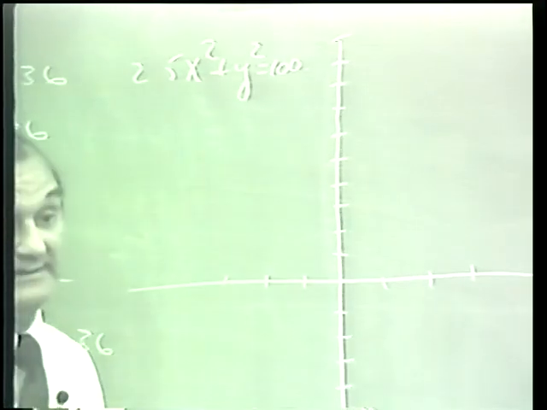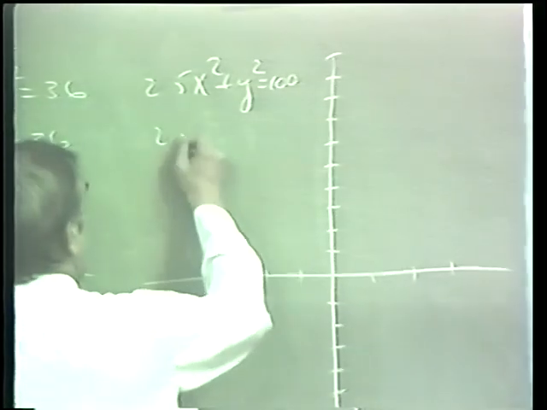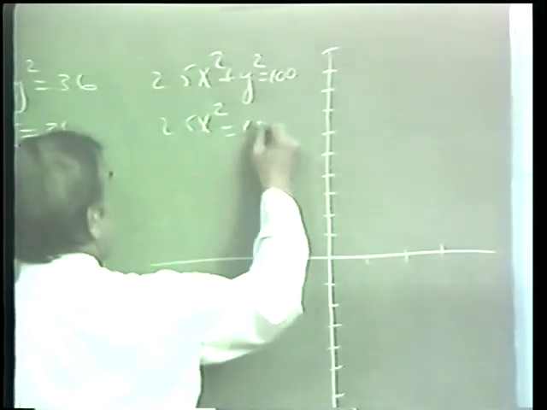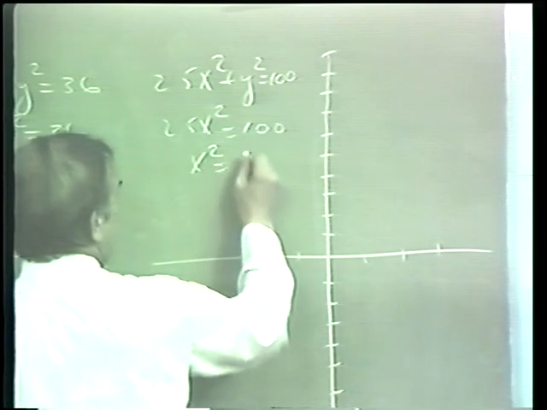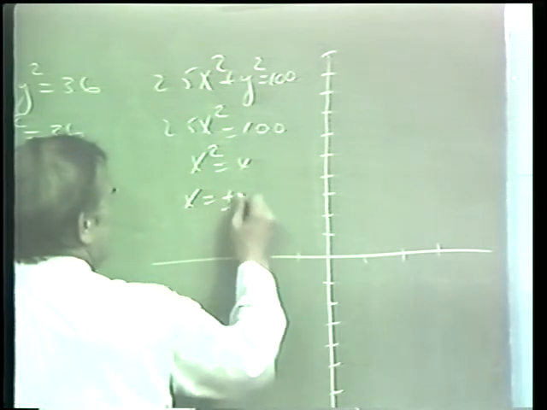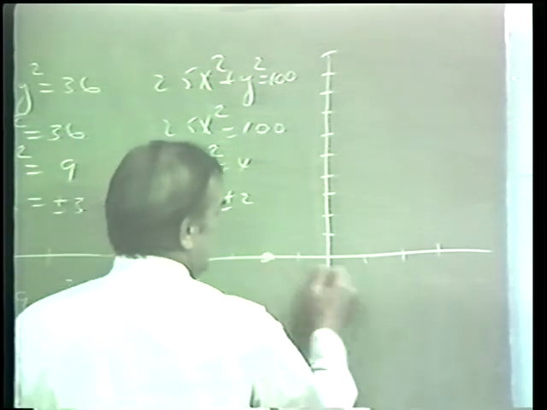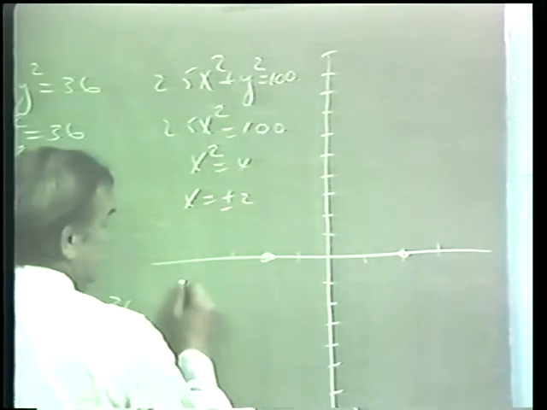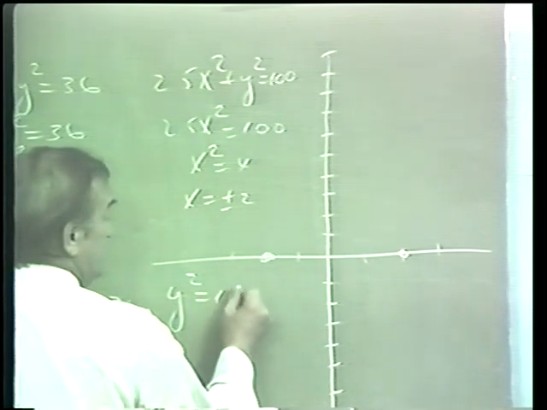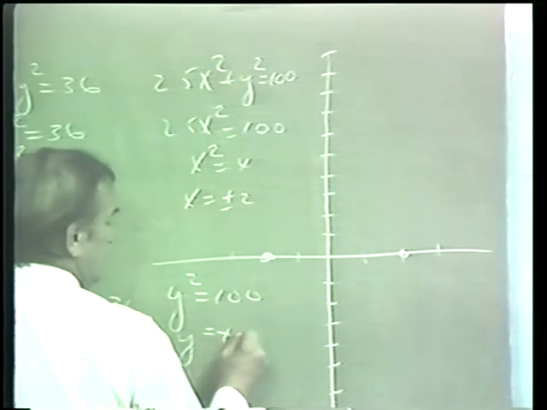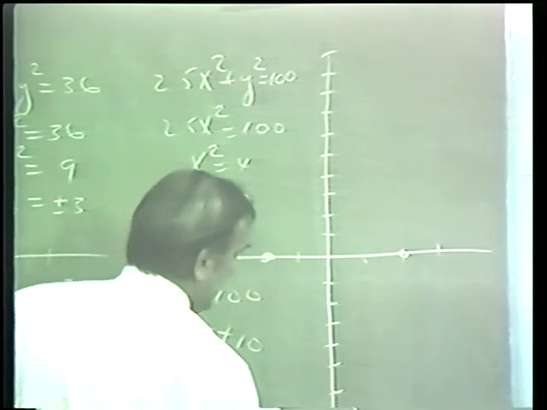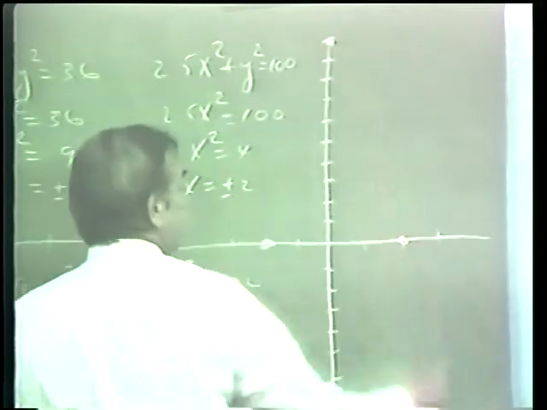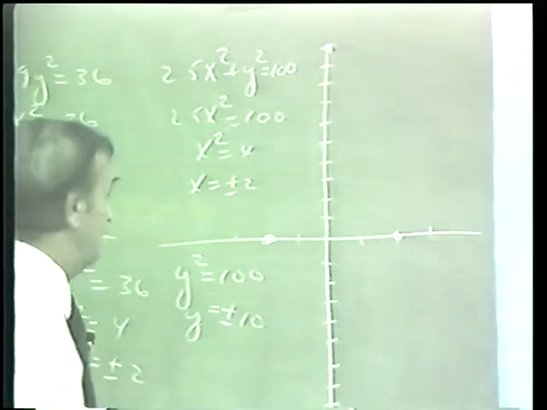Okay, again we're going to graph this by the intercept method. First of all, we want to find out where it crosses the x-axis. Well, y is 0, so we come out with 25x squared equal 100. That means that x squared would equal 4, x would equal plus or minus 2. Plus 2, negative 2. Now we want to find out where it crosses the y-axis. Well, x is 0, so we come out with y squared equal 100. Y would equal plus or minus 10. Minus 10, plus 10. You now make your graph.